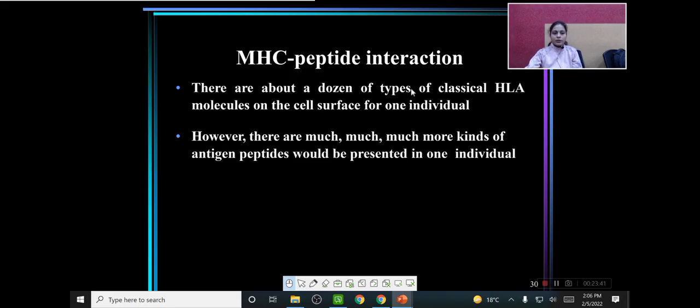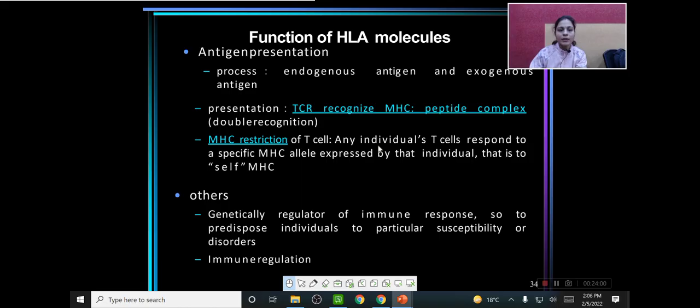MHC peptide interaction. There are about a dozen types of classical HLA molecules on the cell surface of one individual. However, there are many more kinds of antigen peptides that would be presented in one individual, right?